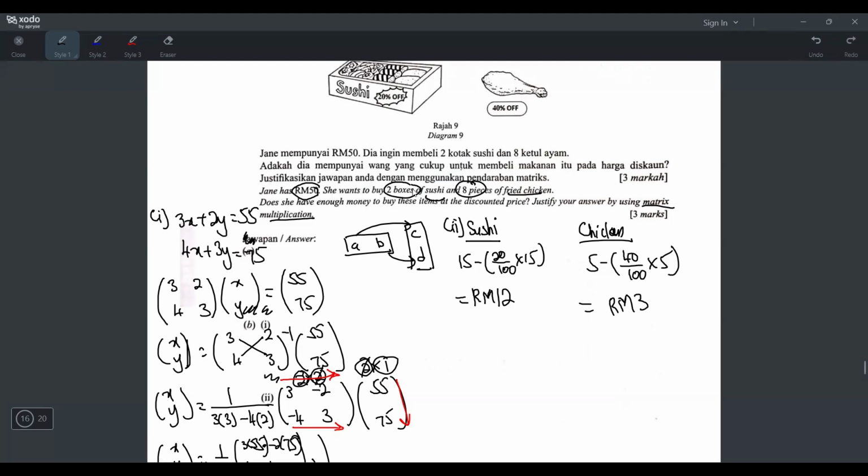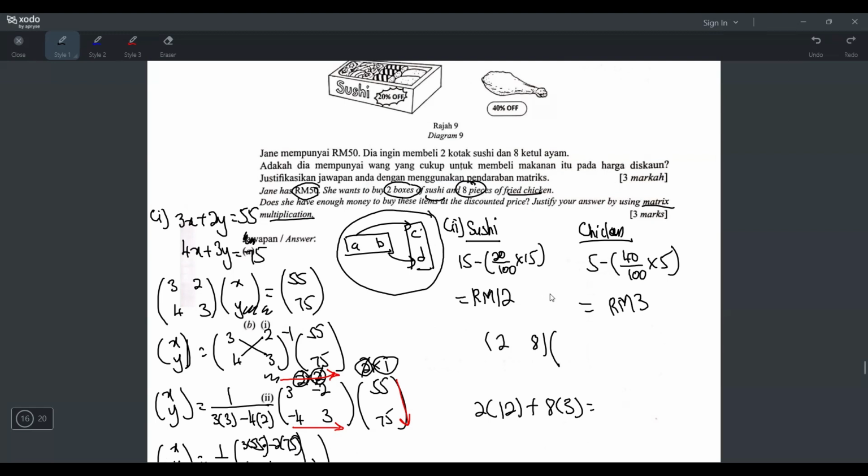So now, she wants to buy 2 boxes of sushi and 8 pieces of fried chicken, right? So it means you have to take 2 times 12 plus 8 times 3 to get the total price. Okay. And after we press this, we will know whether Jane has enough money or not. But they mentioned something here, justify by using matrix multiplication. So I think I cannot write like this first. I have to write in the matrix form. So I will write down here 2, 8. Okay, that is the box of sushi and the 8 chicken. Multiply with... so later when you apply this concept, you have to take A times C, B times D. So the 2 is the boxes of sushi.